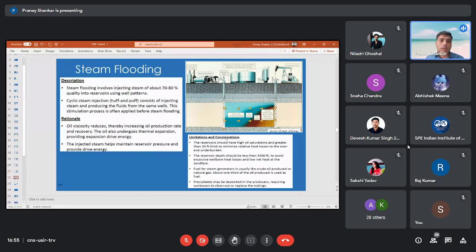Then comes your thermal method. The thermal method is basically steam flooding, where you inject steam through the injector well. Because of the heat generated, you reduce the viscosity of the reservoir fluid, and hence it becomes more mobile and you improve your recovery factor. There are two methods basically.